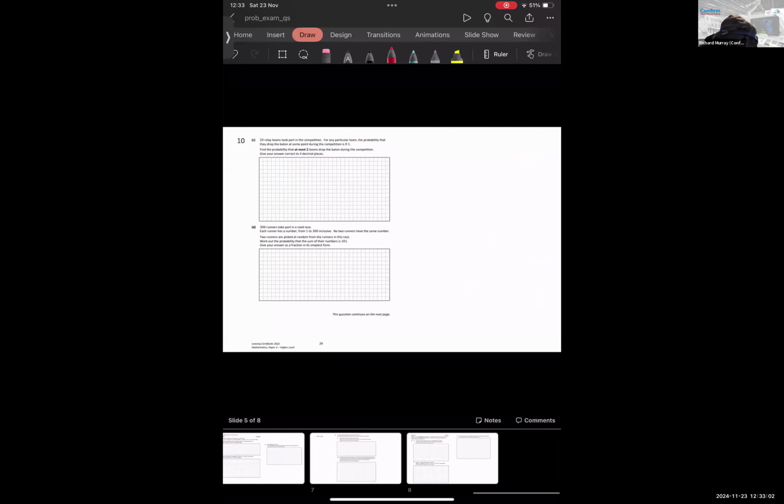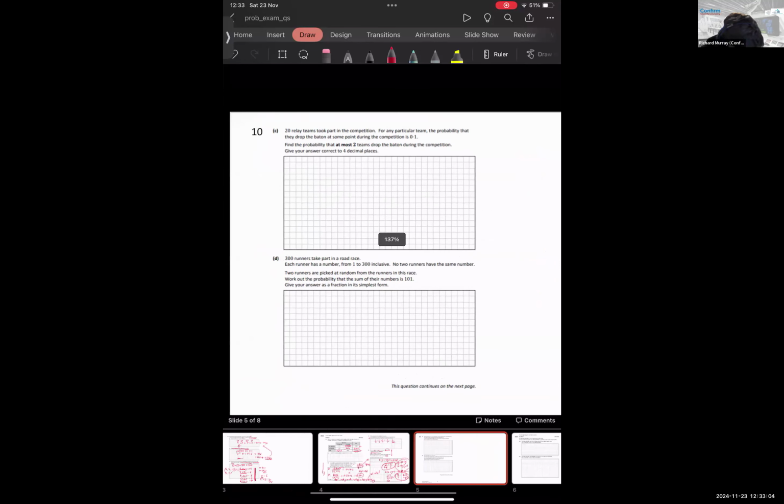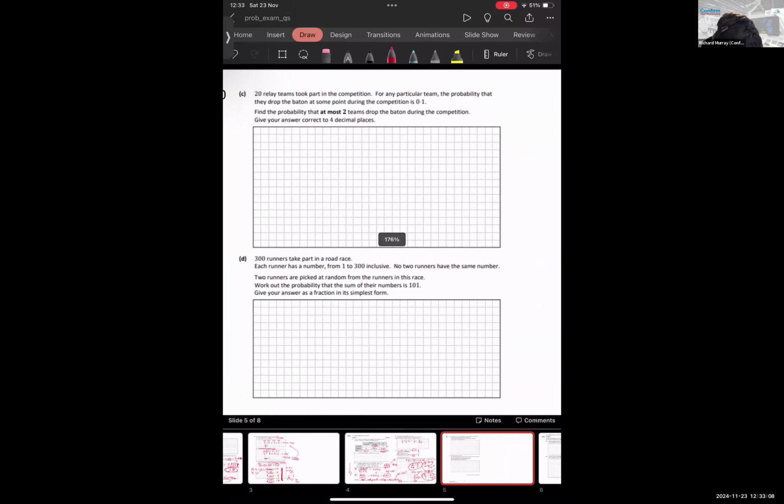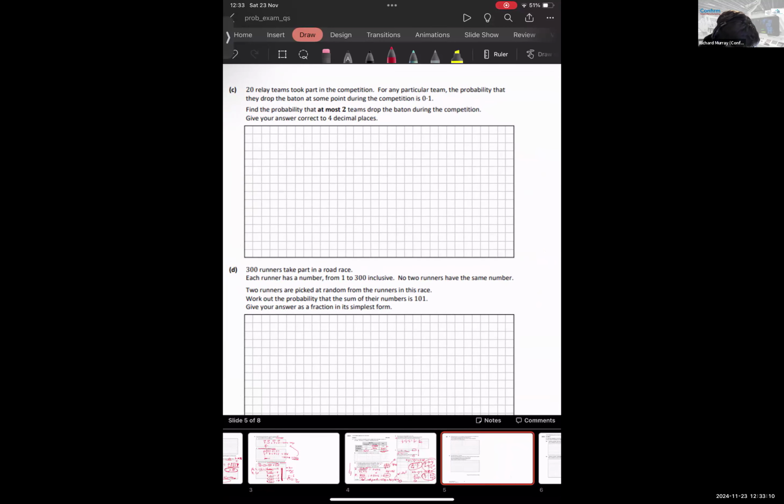I'm not going to do the remaining questions that I've pulled together. It was more just to have some options, but you'll see that this is going to be a Bernoulli trial question because we're seeing that we have the probability of dropping the baton or not the baton, and we're asked for a number of teams that drop it.